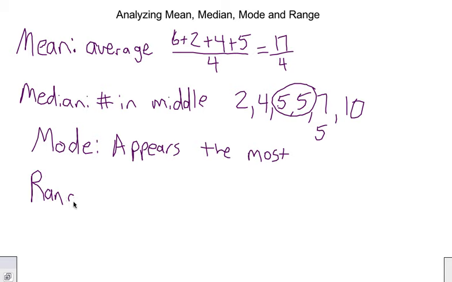And then the range is the maximum minus the minimum. You would use the range just to know what the data spans. Does it span from 1 to 100? Does it span from 0 to 5? Does it span from 17 to 846,022? Whatever. Okay? So those are what those 4 things mean.